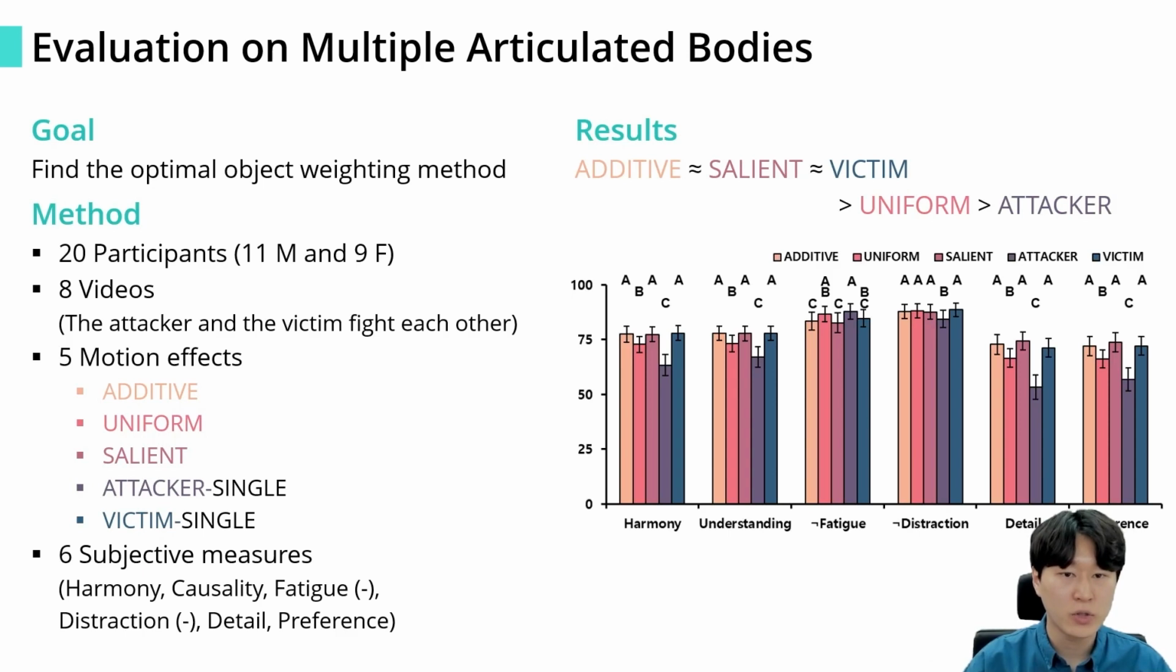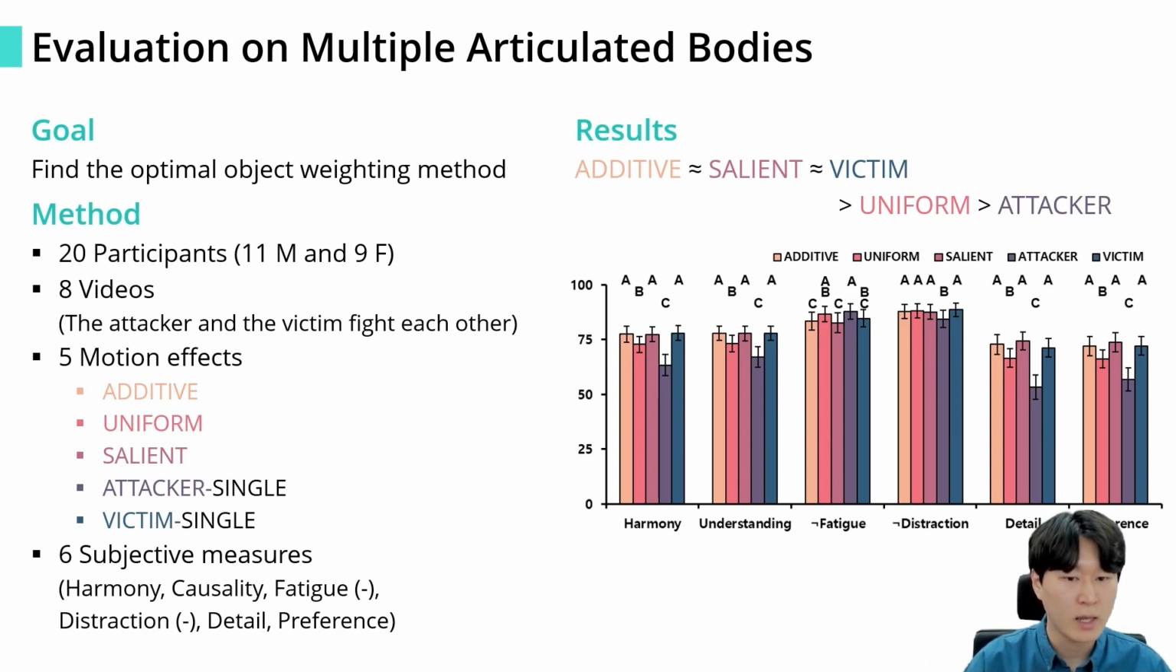By conducting a user experiment, we compared the four methods. We used 8 videos showing the attacker and the victim fighting each other. For each video, participants experienced 5 sets of motion effects, then they rated scores for 6 measures, as in the previous experiment. As a result, additive, salient, and single, which expresses the victim's motion, showed better performance than the others.